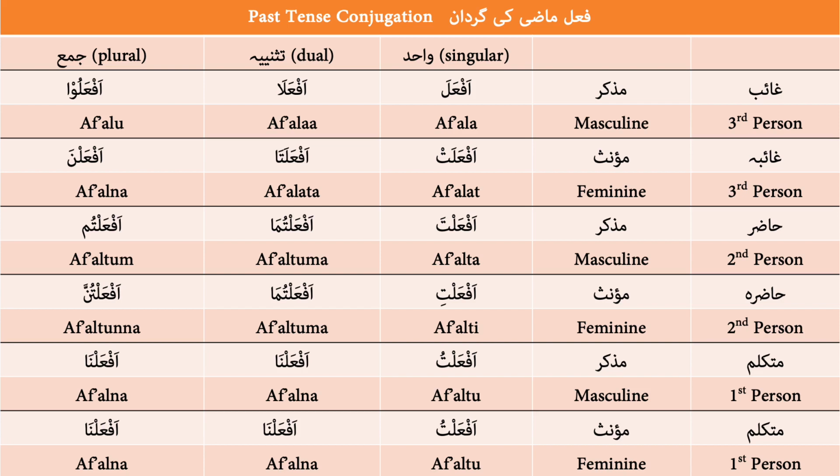Third person feminine singular af'alat. Third person feminine dual af'alata. Third person feminine plural af'alna. Second person masculine singular af'alta. Second person masculine dual af'altuma. Second person masculine plural af'altum. Second person feminine singular af'alti. Second person feminine dual af'altuma. Second person feminine plural af'altunna.